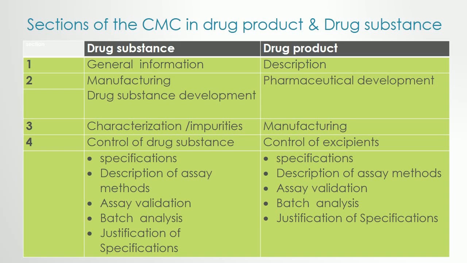The following sections of the drug product are required: description of the drug product, manufacturing, control of excipients, their specifications, description of assay methods, assay validation, batch analysis and justification of specifications.